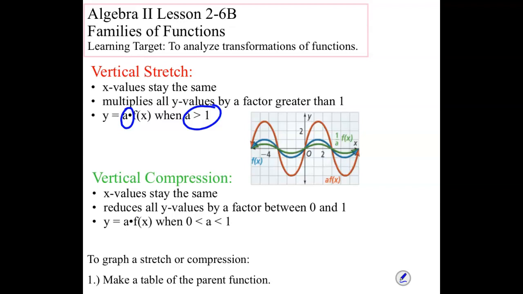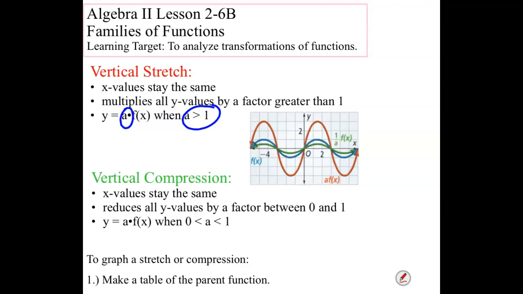So for example, if we started with our blue graph and we stretched it, our red would be a vertical stretch. Okay, so instead of being here, we've pulled it up to here. Instead of being here, we've pulled it to there. So we're just making it taller in both directions.